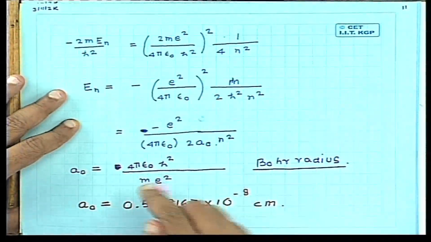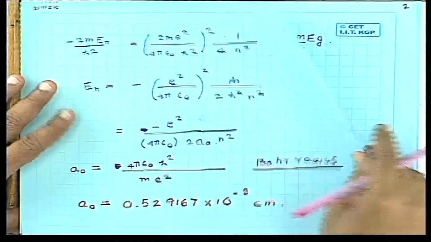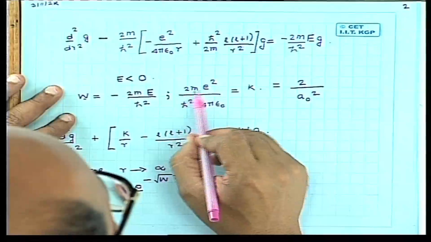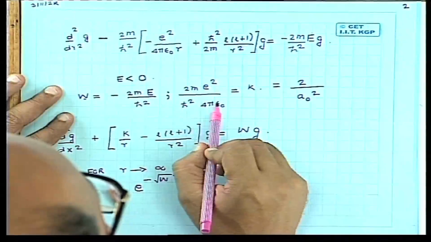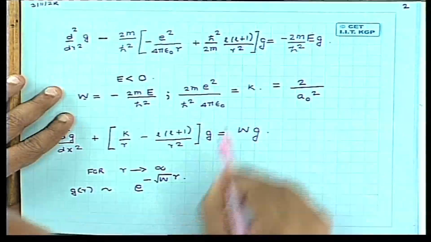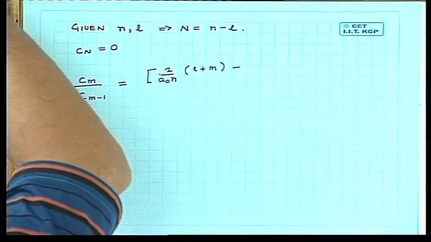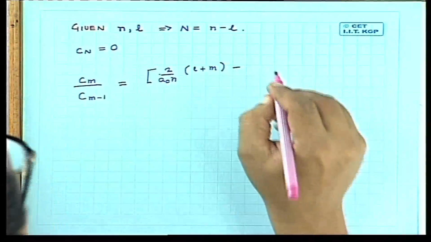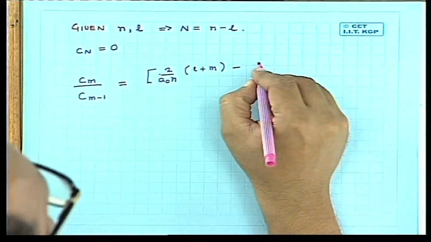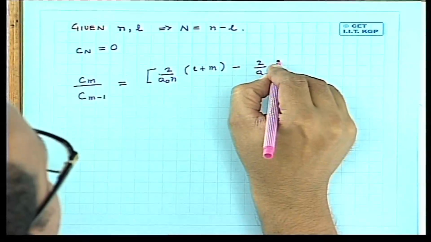See, this is equal to 4 pi epsilon naught square h cross square by m e square, which is a naught, and here we have m e square by 4 pi epsilon naught h cross square, which is a naught square, and the factor of 2 remains on top. So k is 2 by a naught squared. So we have to use this here. So we have minus only a naught, right? So 2 by a naught.